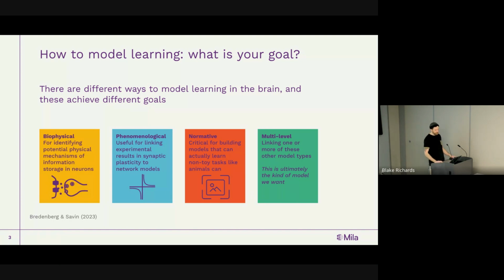Now, of course, we ultimately want a multi-level model that links these different levels. And so part of what we're going to be looking at today is our attempt to take normative models and push towards the phenomenological direction a little bit better to get a better alignment between our normative models and the phenomena that we see in the brain.